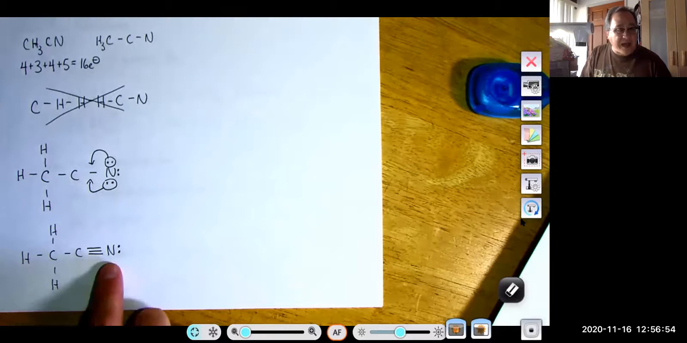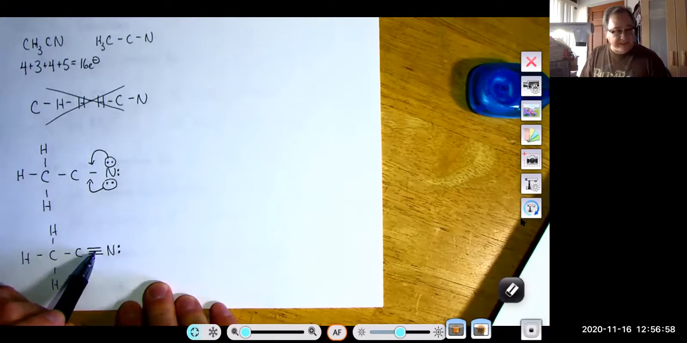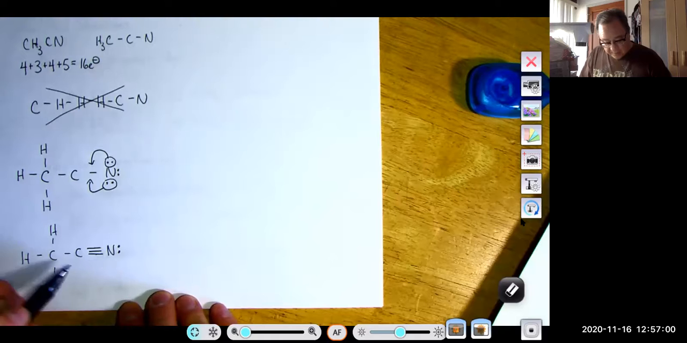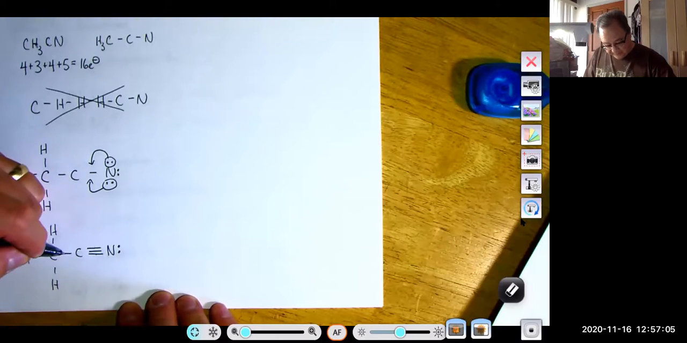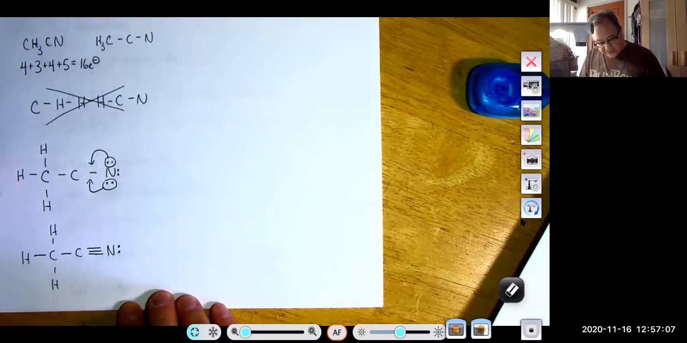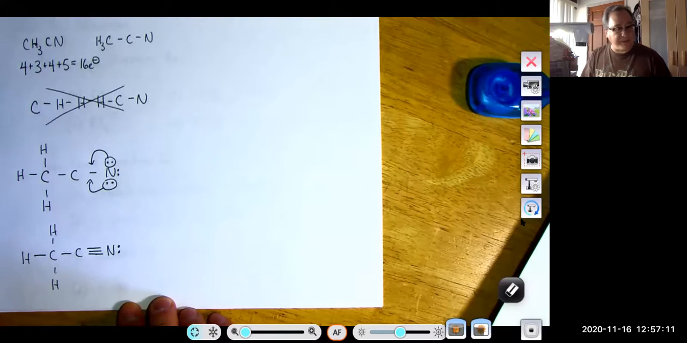Now, does this nitrogen have an octet? Let's find out. 2, 4, 6, 8. Indeed, it does. Does this carbon have an octet? 2, 4, 6, 8. You bet your bippy. Does this carbon have an octet? 2, 4, 6, 8. You bet your bippy.